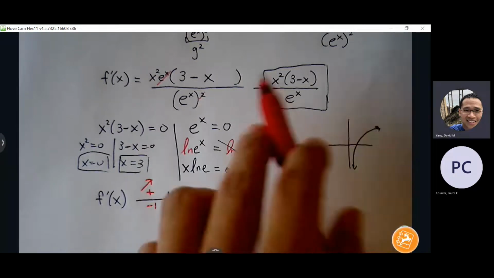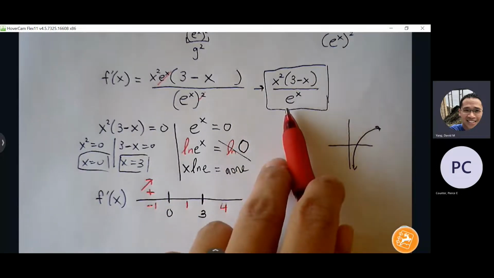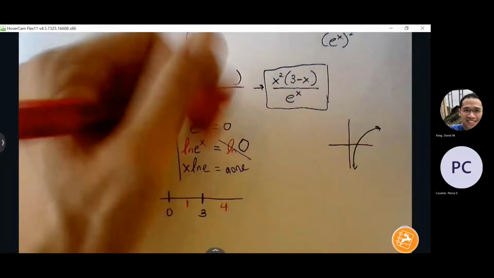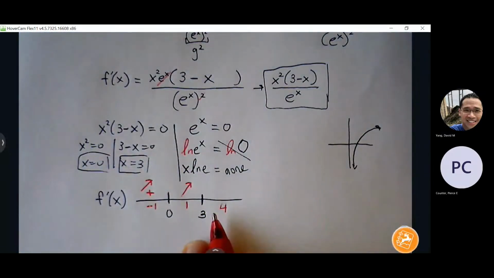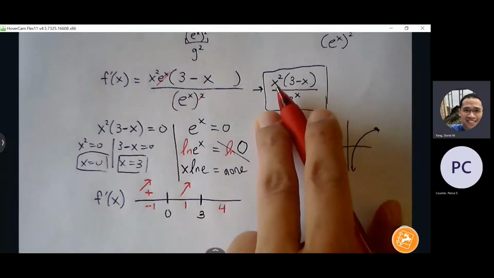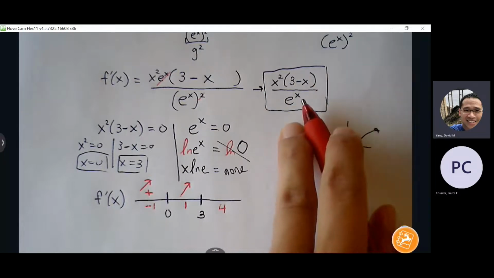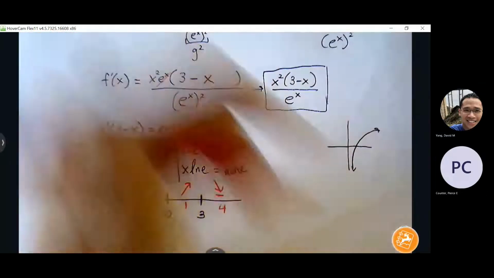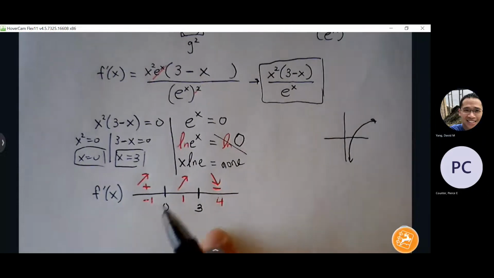Plug 1 in, positive. 3 minus 1 is also positive. Positive over positive is positive. Four. 4 squared is positive. 3 minus 4, okay, that's negative. So I get negative up top. E to the 4 is also positive. Negative over positive is negative. Okay, so we do have one relative extrema at 3.